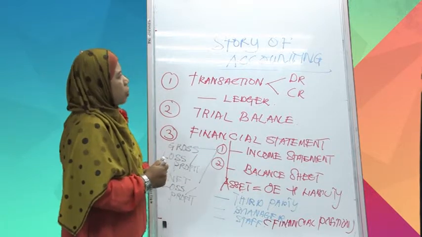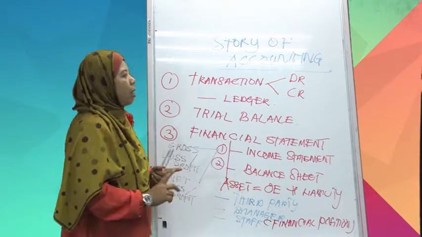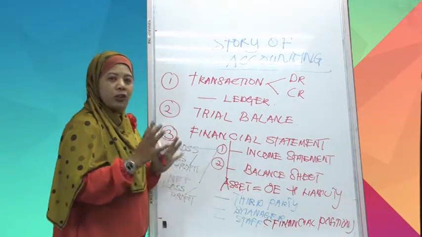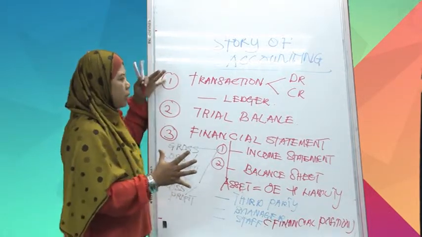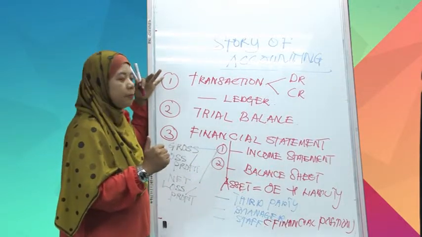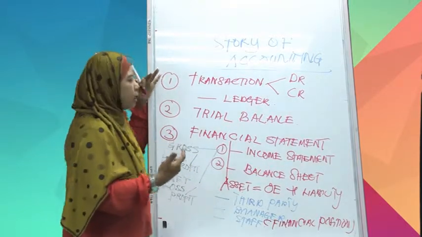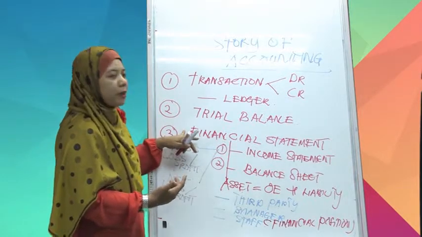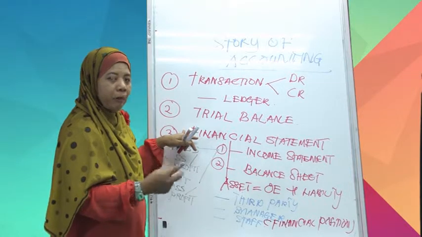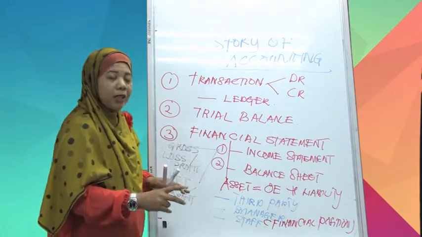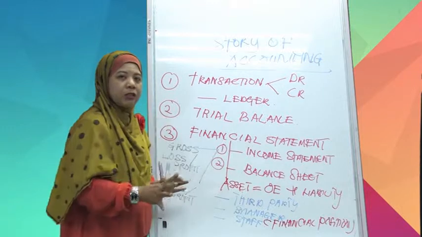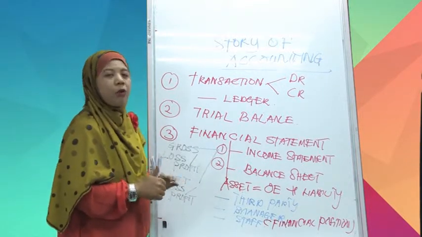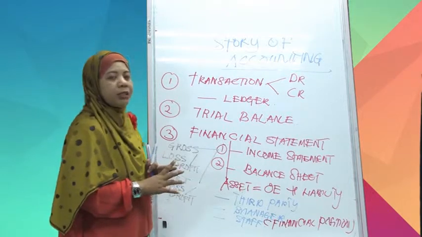So the story of accounting starts from one business, purchase and sales, all the source documents and the transactions we put under the ledger. Then we close all the ledgers, post to the trial balance, then post to the financial statement that we divide into two. So this is the story of the accounts. Start from the business, we operate one business, starting with purchase and sales.